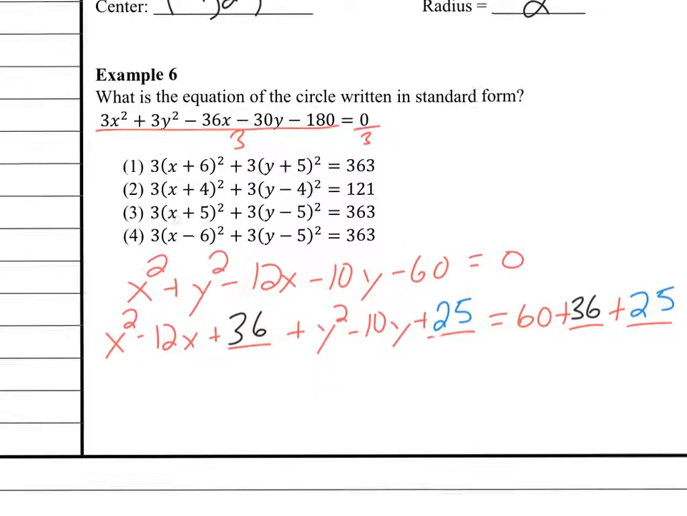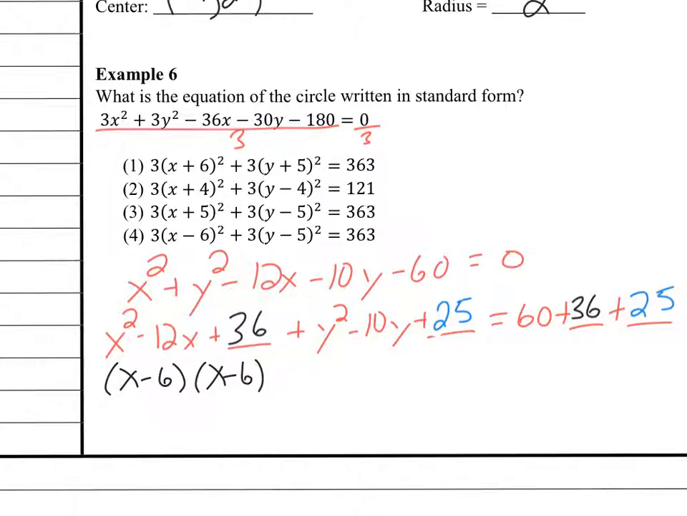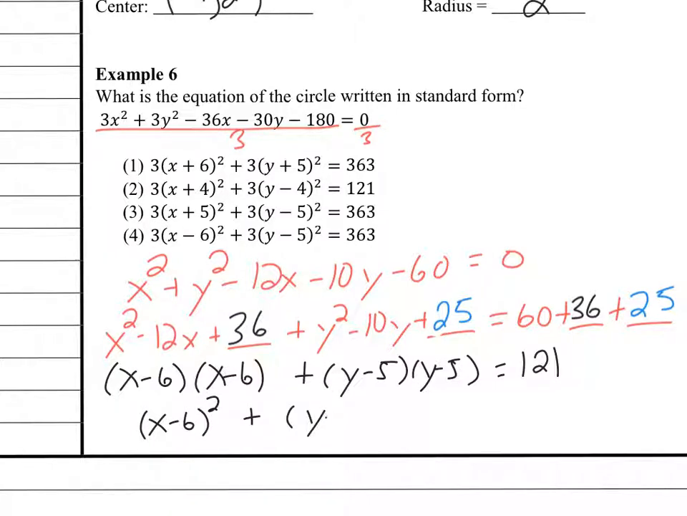So now we're going to do the add multiply game. So it's going to be x minus 6 and x minus 6 works. And y minus 5 and y minus 5. And when you add all that up, you should get 121. So, problem here, (x minus 6) squared plus (y minus 5) squared equals 121.